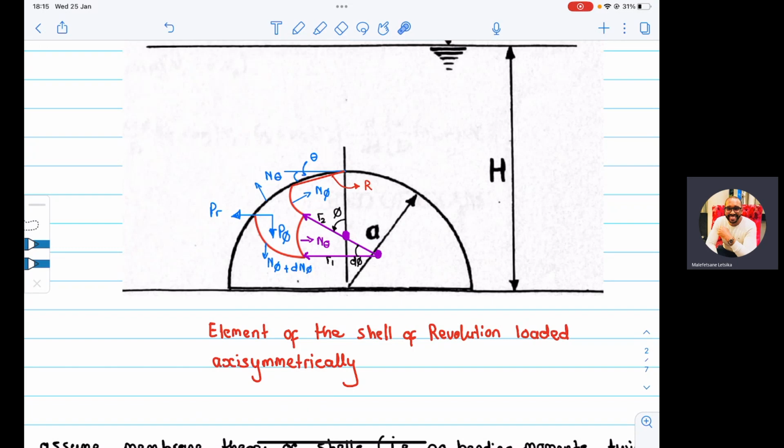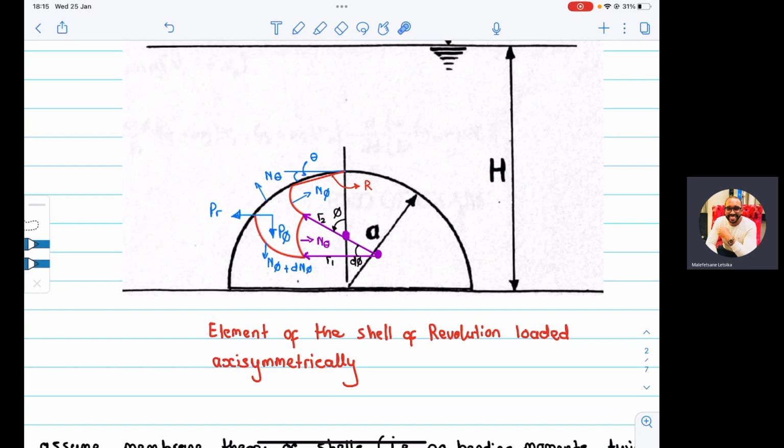Whereas now, if we get to n phi, which is the meridional stress, it does change. Phi does change through the shell element. Hence why you see here it's n phi plus d n phi, which is almost like dx or dy, but in this sense, with respect to phi, d phi. Because the meridional stress does change as you move along in that tangential direction.